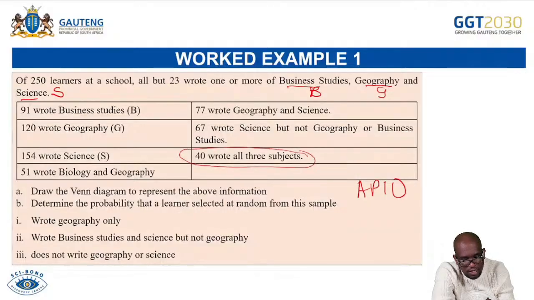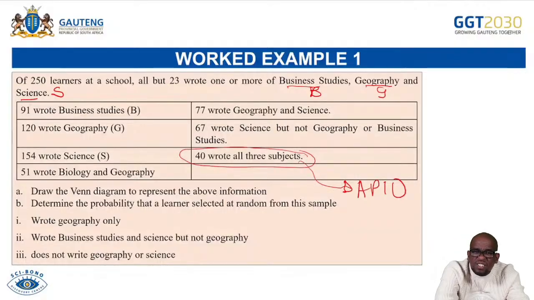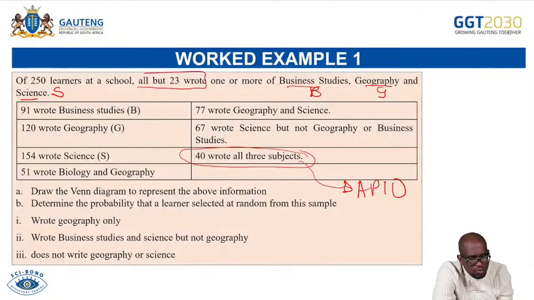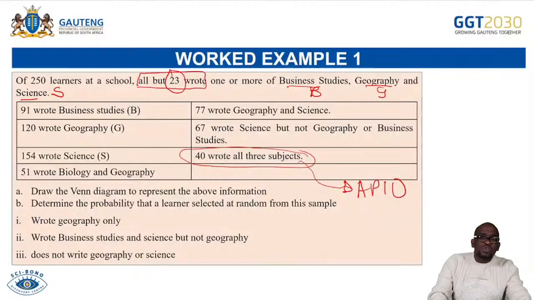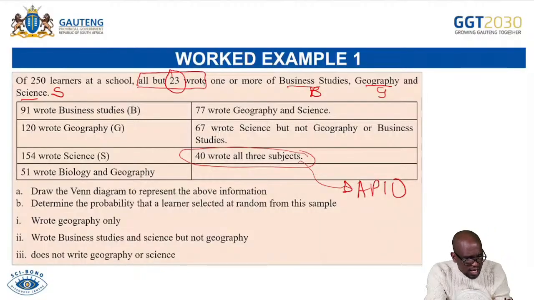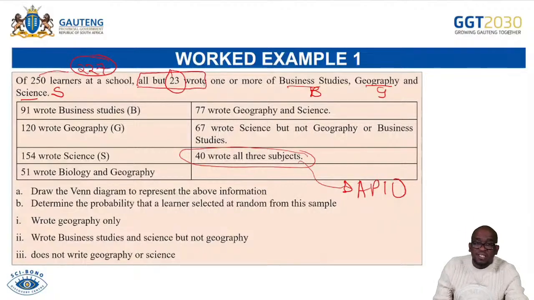You see, that is where the APO starts. Okay, all 3. But you can see here, all but 23, which means that 23 did not write any of the following. It means there are 23 that did not participate. So we can always also fill that one out. There are 23 out of 250, which means we expect 250 minus 23, which is 227. We expect 227 to be in our 3 given sets.